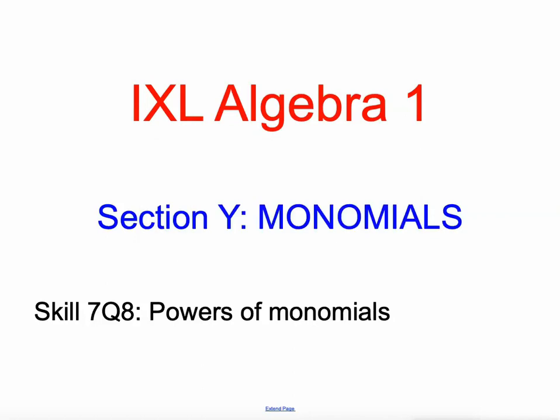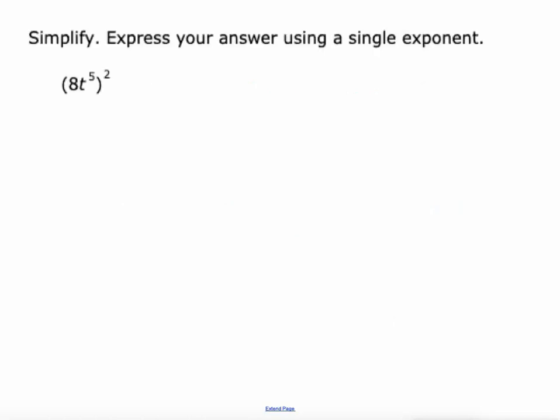We're in section Y of IXL's Algebra 1 problems. Section Y deals with monomials. Today we're doing powers of monomials, or the power of a power property. Stuff like this. So, 8t to the fifth, raised to the second power.